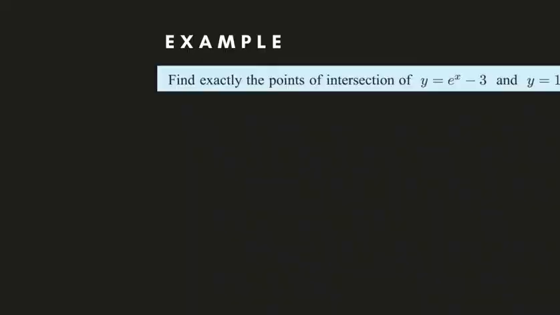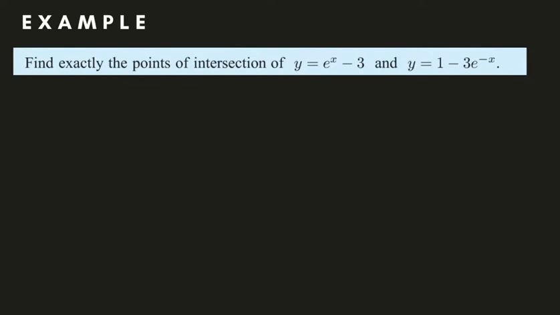Let's take a look at perhaps a more challenging question now. So we've got some points of intersection. We can certainly solve this. Well, if they're a point of intersection, then that is saying to me that they intersect when e to the x minus 3 is equal to 1 minus 3e to the minus x. So we've got to solve that.